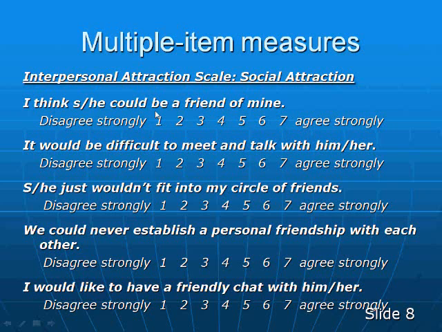So this is sort of a modification of the response formats that we talk about in another section of this class. I guess you could call it a semantic differential format, and again we talk about what that is in a separate section. It would be difficult to meet and talk with him or her. She just wouldn't fit into my circle of friends. We could never establish a personal friendship with each other. I would like to have a friendly chat with him or her.